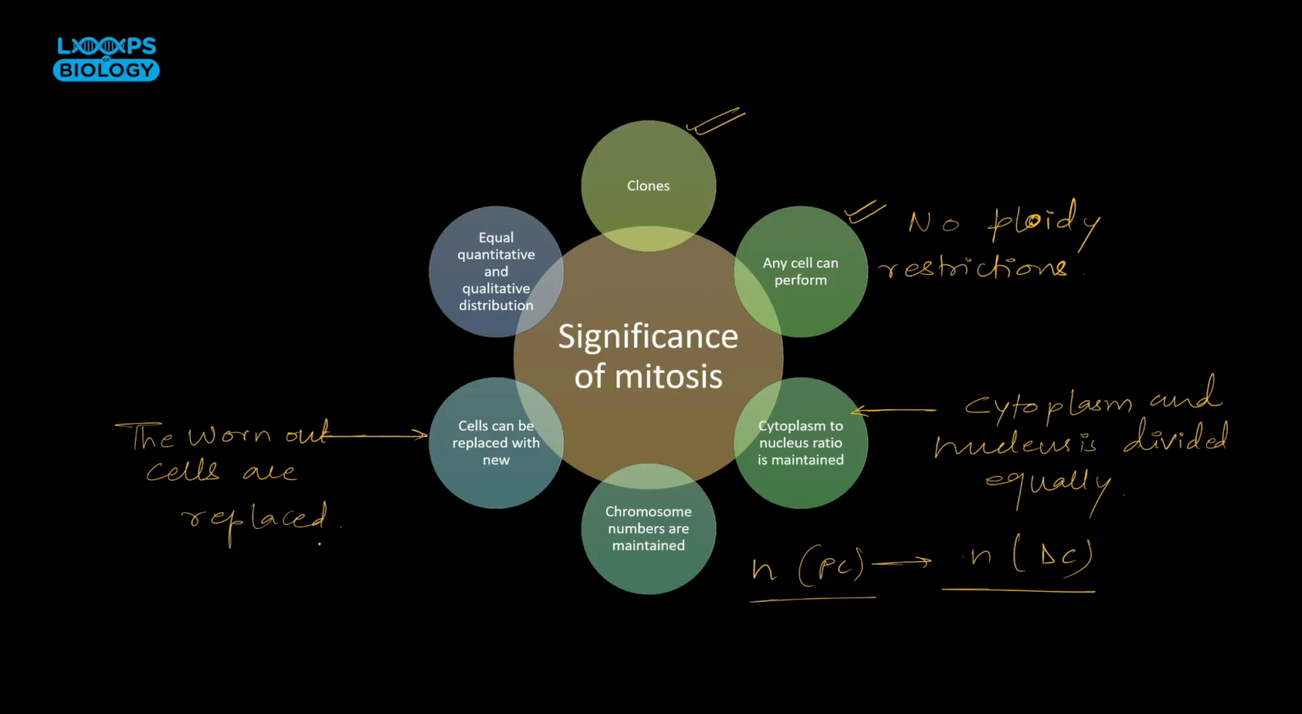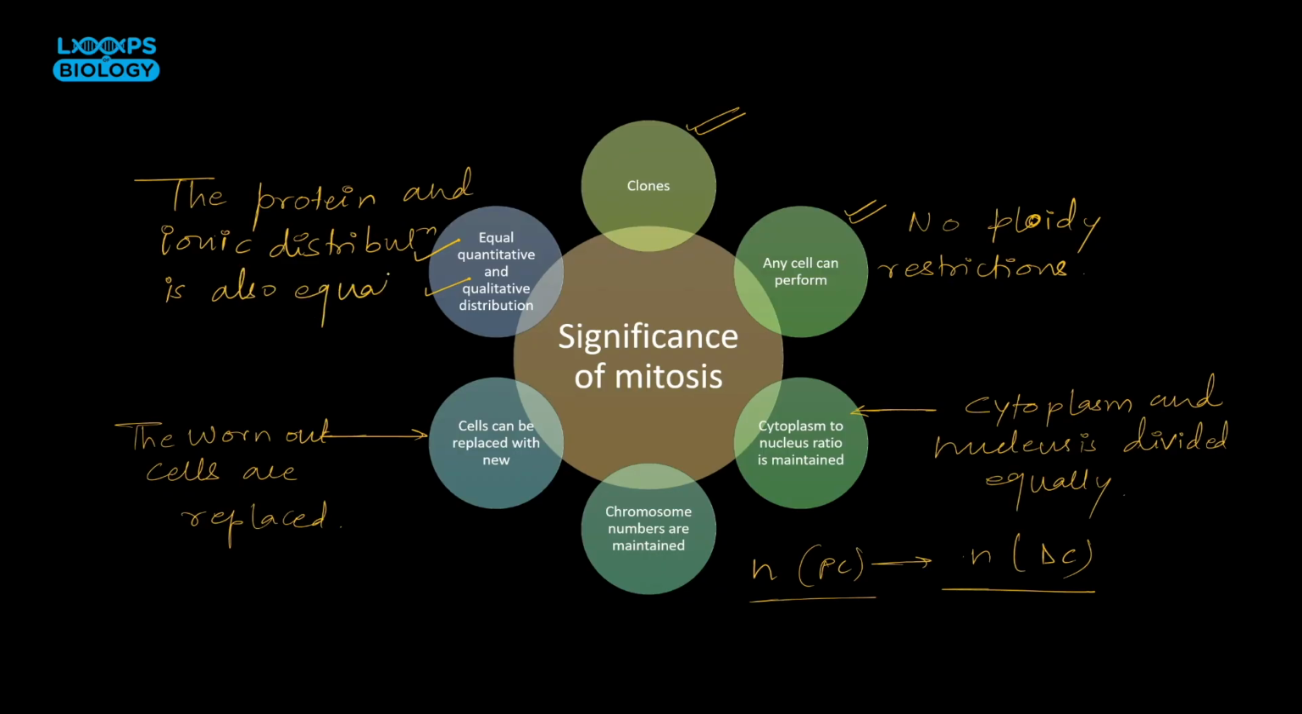All right. And there is equal quantitative and qualitative distribution. Now, what does that mean? That means whenever I am dividing the cytoplasm, yeah, quantity is maintained. But what about quality? That means the protein and ionic distribution is also equal. Due to which we can call them your clones. All right. This was your significance of mitosis.